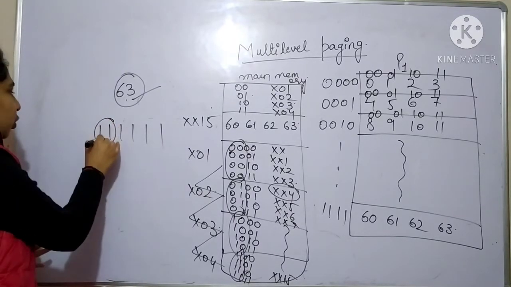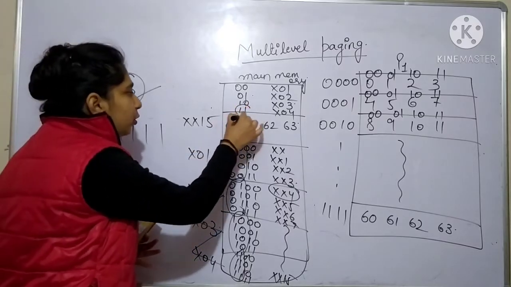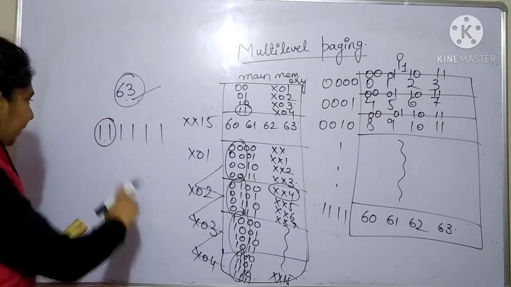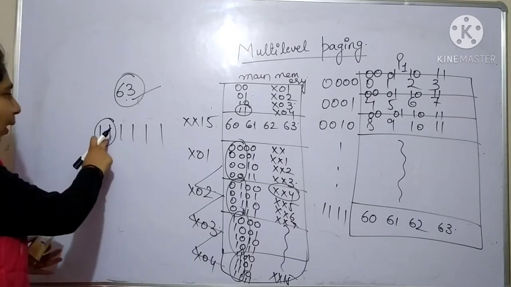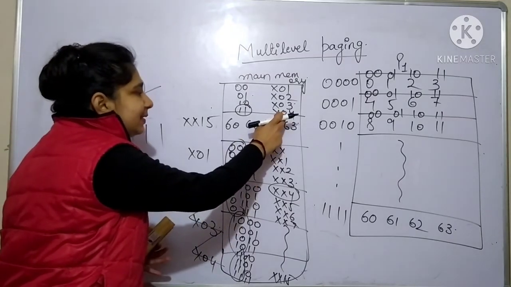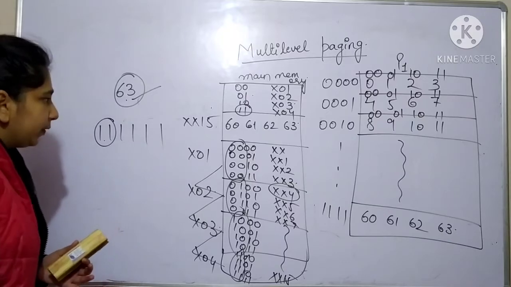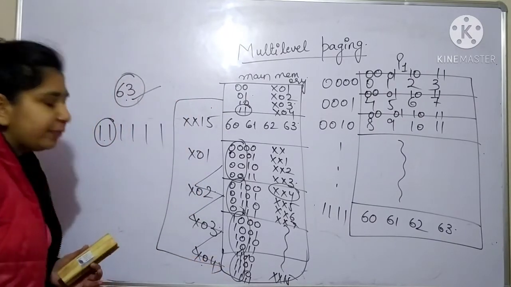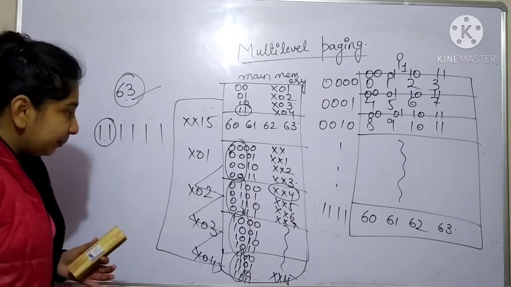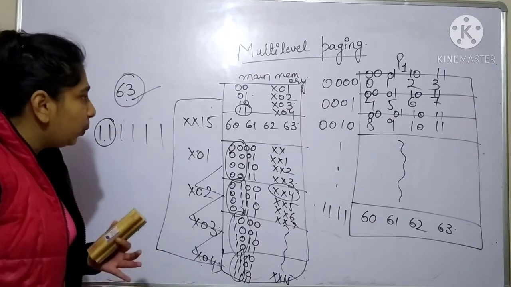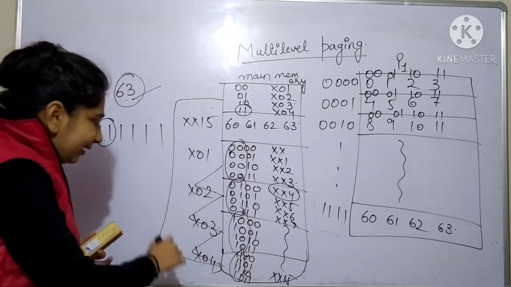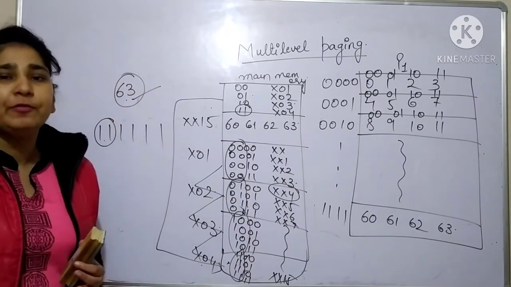Okay, what am I going to do? Firstly, I have 2 bits. I am going to go to the 2 bits, 1, 1. It says if you want 1, 1, you go to this frame number X04. So from here, I am going to directly go to this frame. If you observe one thing, with the help of this page table, you are directly going to your required frame.